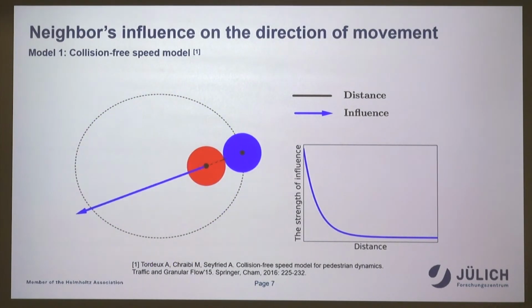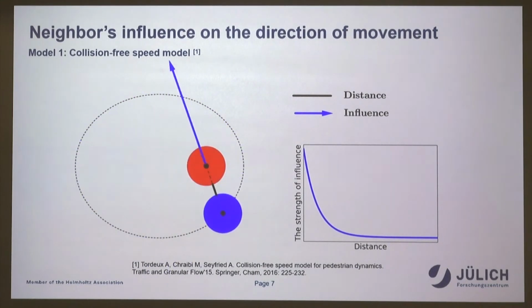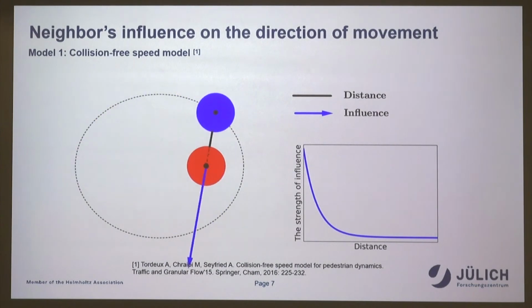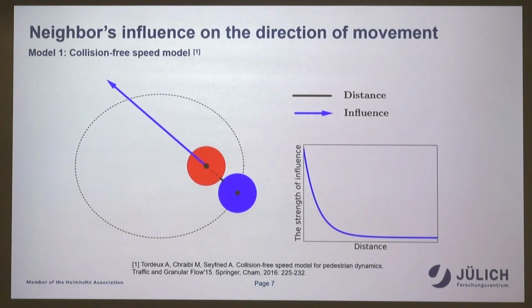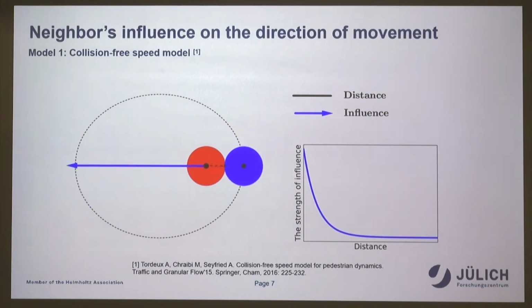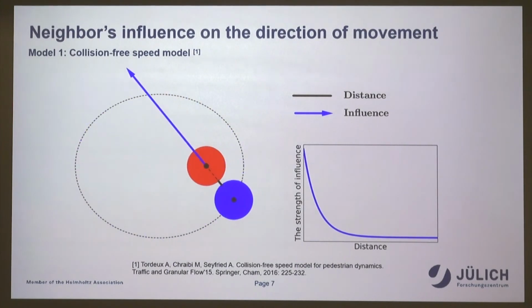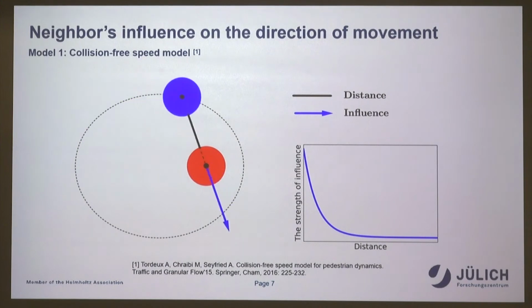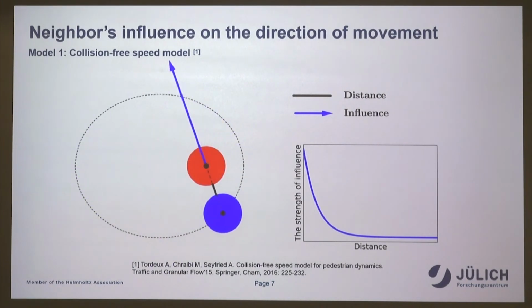This animation shows the influence from the blue agent to the red agent. The direction is always from the blue agent to the red agent. And the strength of the influence is an exponential function of the distance between these 2 agents. This relationship is also plotted in the bottom right figure, where the x-axis is the distance, and the y-axis is the strength of the influence.